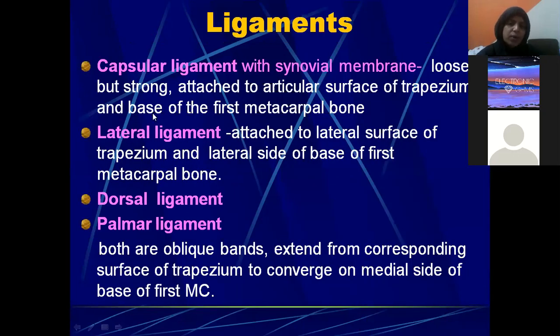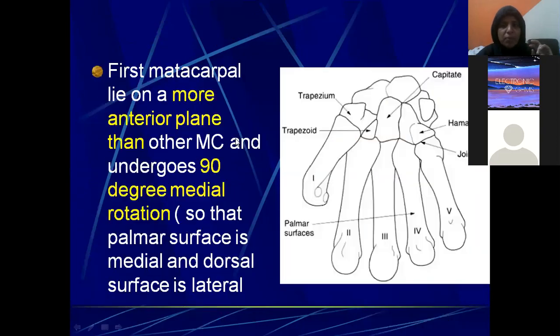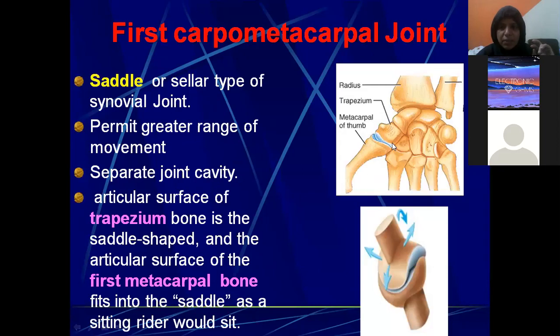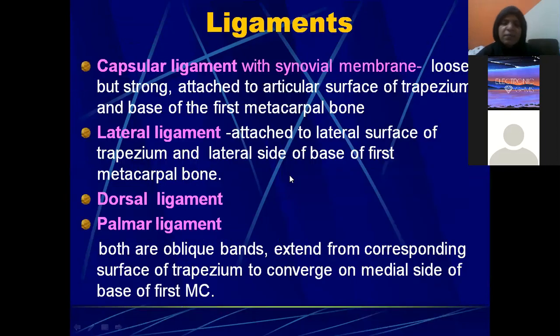So like any other joint, what do we have? Beta, the outermost covering: at the margins of the trapezium and at the margins of the lower end of the first metacarpal bone, you will see the attachment of the fibrous capsule. Inside you will have the same synovial membrane, though it's such a small joint. Capsular ligament with synovial membrane, loose but strong, attached to the articular surface of the trapezium and base of the first metacarpal bone. Lateral thickening, you call it the lateral ligament. Dorsal thickening, the dorsal ligament. Palmar thickening, the palmar ligament.